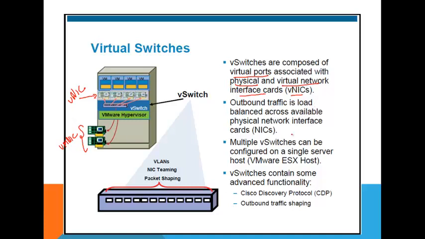The outbound traffic is load balanced across the available physical network. So it depends. There are some options in VMware where you can have active standby or active. If you make it active, then both these physical cards will be active, and you can do load balancing based on source IP address, source port number, or source MAC address. Same as we do in a physical switch, you can also do load balancing. You remember when we do EtherChannel, we can do load balancing based on the source IP address or source and destination MAC address.